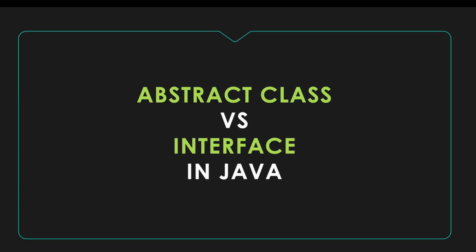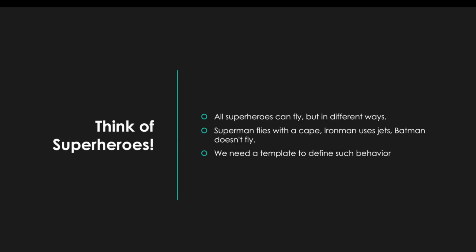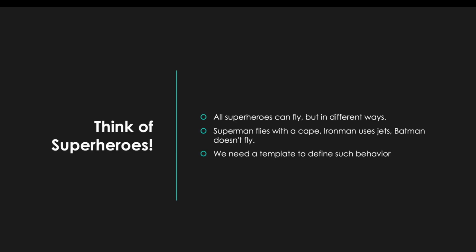Okay, so let's start with an example. Imagine superheroes like Superman, Iron Man and Batman. They all have some special powers, but they fly in different ways. Superman flies with a cape, Iron Man uses jet boosters and Batman doesn't fly at all. So this is where abstract classes and interfaces come in. Basically, they let us define these kinds of flexible rules and behaviors in Java. Okay, so we'll understand more.